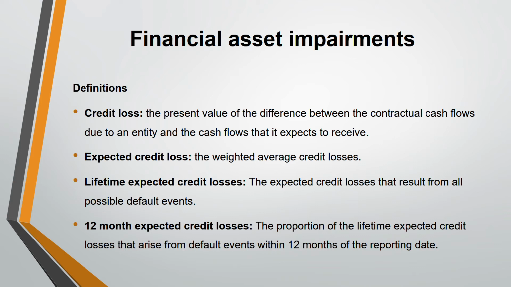This will change. That means credit risk did not increase very significantly. That's why it's only 12-month expected credit loss. That means next year it might change, it might reverse. But lifetime expected credit losses means credit risk has increased very significantly, so that there is no chance that the condition is going to improve. That's why we are calculating lifetime expected credit losses.